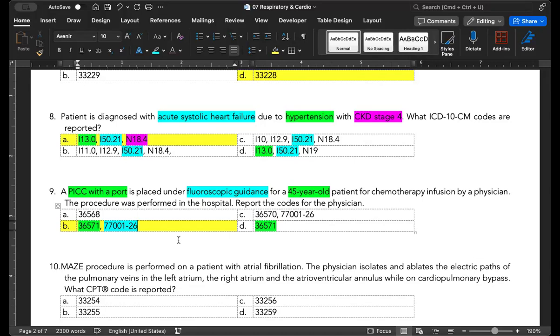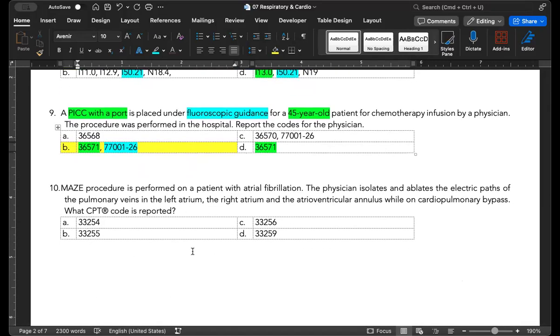So the big difference is just, again, from a testing perspective, they're just going to test you to see if you think that your fluoroscopic guidance is going to be able to be reported separately. Okay. And then our last one, we're actually going through the cardio ones a little bit quicker than what I was expecting. But our last one, number 10, is for a maze procedure that is performed on a patient with AFib. The physician isolates and ablates the electric paths of the pulmonary veins in the left atrium, the right atrium, as well as the atrioventricular annulus while on cardiopulmonary bypass.